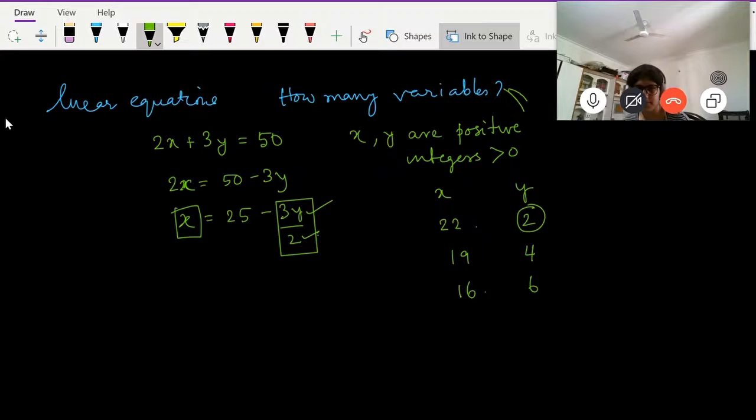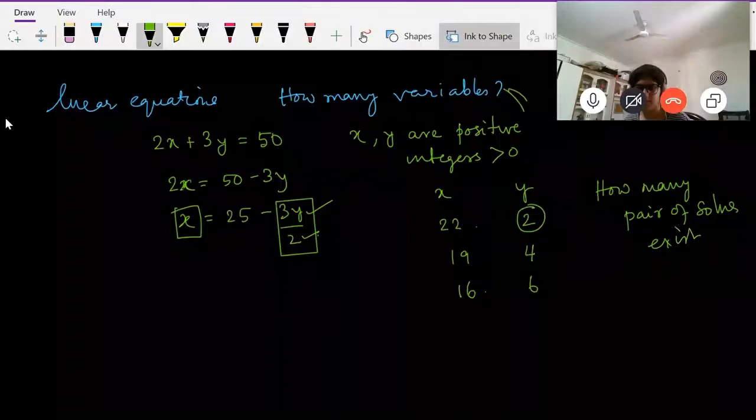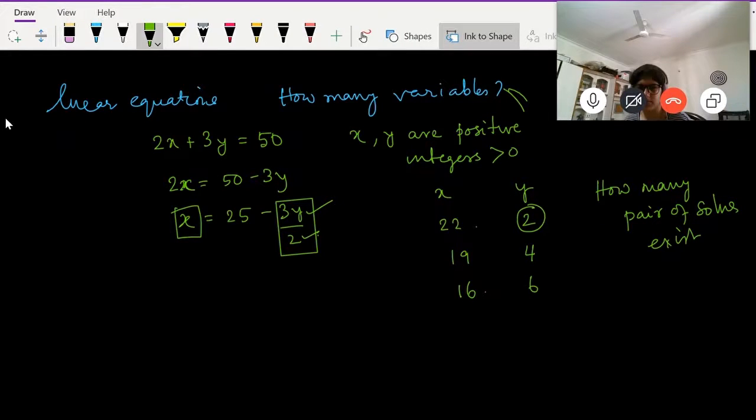So how long will this go? So now the question is how many solutions, how many pair of solutions exist? Till we go till 24, because then, wait. Yes, one more pair we can have.